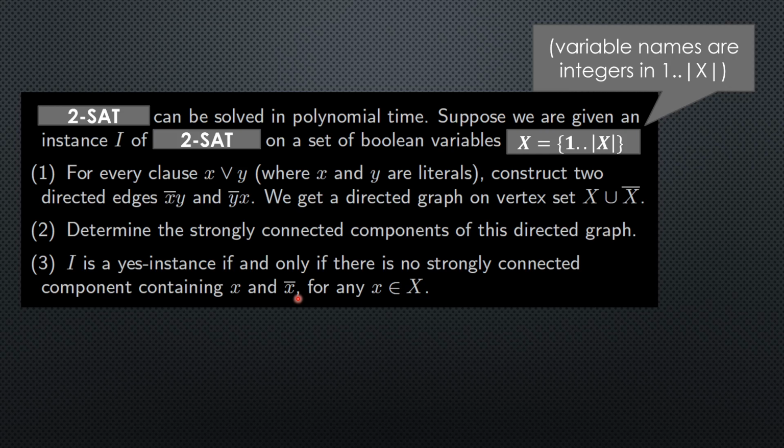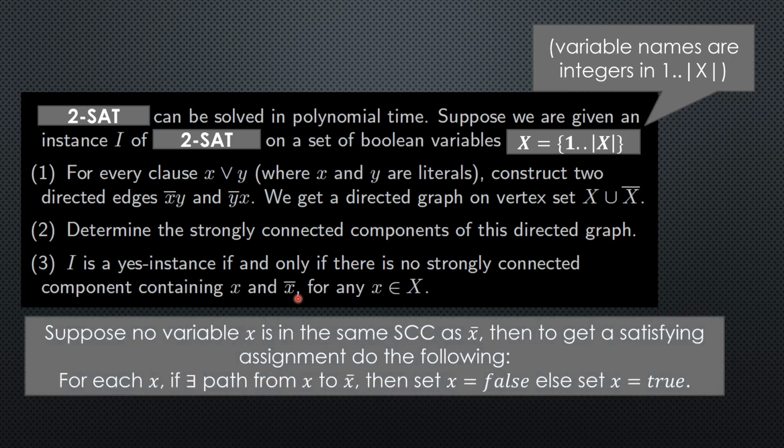On the other hand, if x and not x are in different strongly connected components for every variable x, then we know there might be a path from x to not x. But if there is, and they're in different strongly connected components, there's no path from not x back to x, and vice versa. So there can't be paths both ways if they're in different strongly connected components. And so suppose no variable is in the same strongly connected component as its negation. Then, how do we actually extract a satisfying assignment?